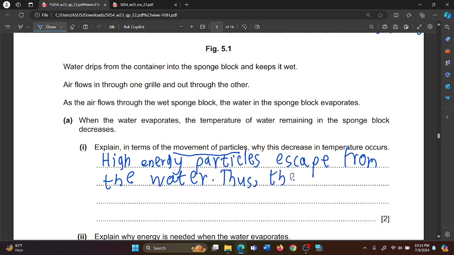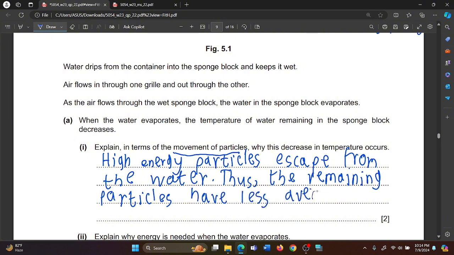And the next point is, the remaining particles have less average kinetic energy. So this is all we should write to get the 2 marks.